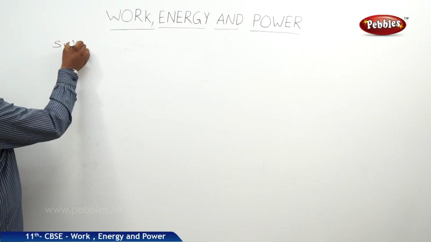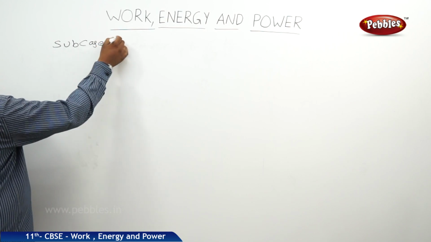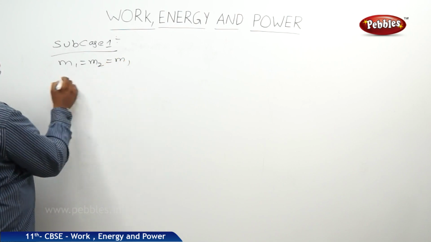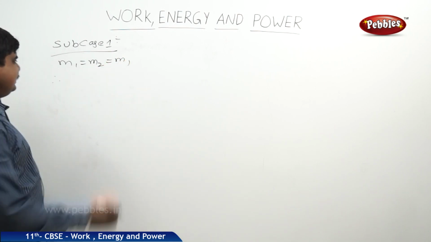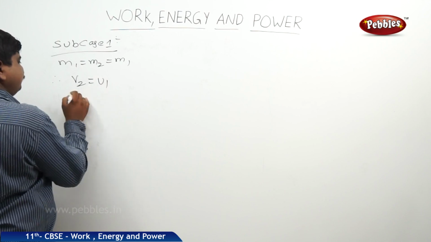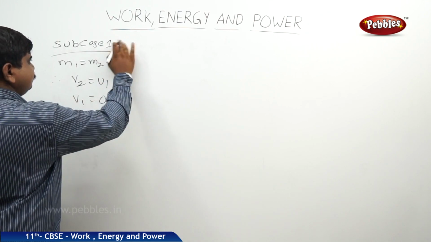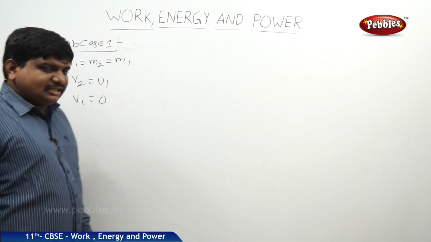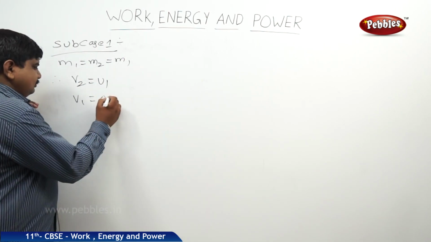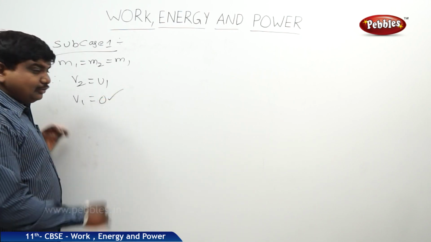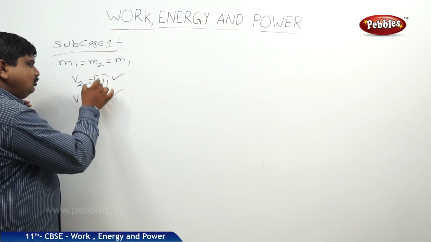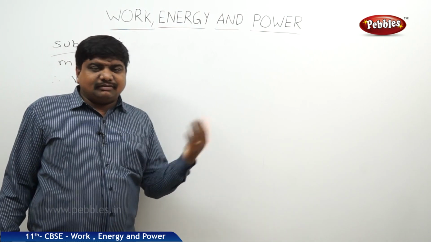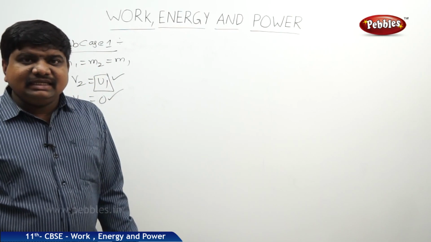The sub case is m1 is equal to m2 is equal to m. In this case we get the answer v2 is equal to u1, v1 is equal to 0. So according to the given equations, if two equal masses participate in the collision, the first body will automatically come to rest, but the second body will move with the initial velocity of the first body, that is 2 m1 u1 by (m1 plus m2).